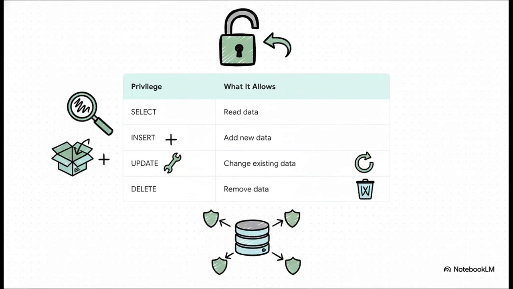Now for those keys we talked about. Privileges are the specific actions a user is allowed to take. So for an app that only needs to show data, you'd only give it SELECT. If it needs to add new customers, you'd add INSERT. You can get super specific, which is the whole point of that minimal privilege idea.